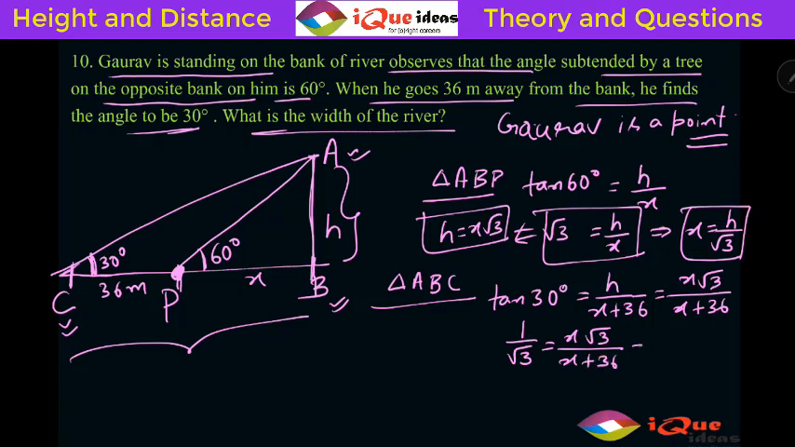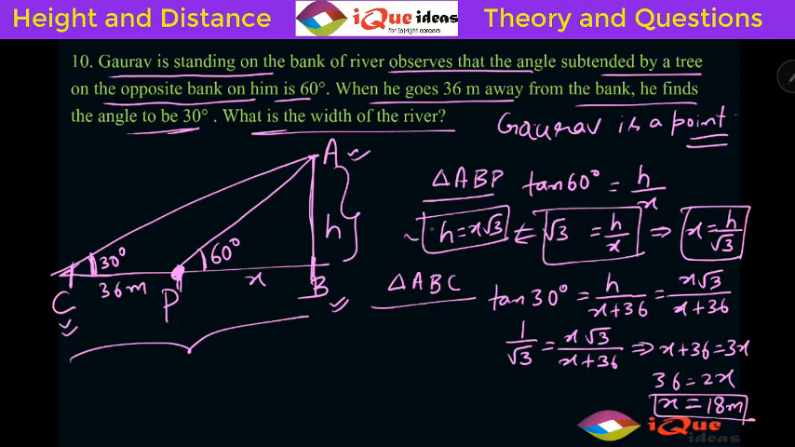Now if you cross multiply, you will get X plus 36 is equal to root 3 into root 3, which is 3, so 3X. Okay, so if this X goes to the other side, we have 36 equal to 2X, so X is equal to 36 by 2, that is 18 meters. So the width of the river is 18 meters, right?